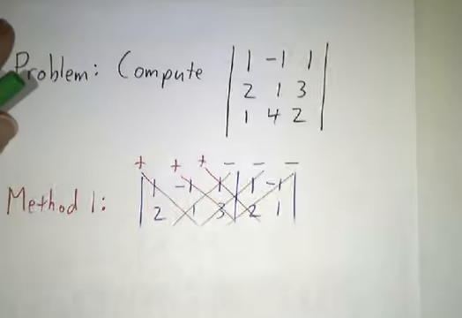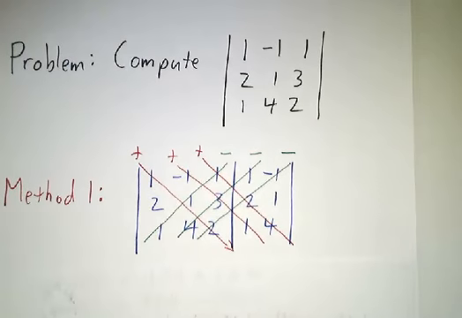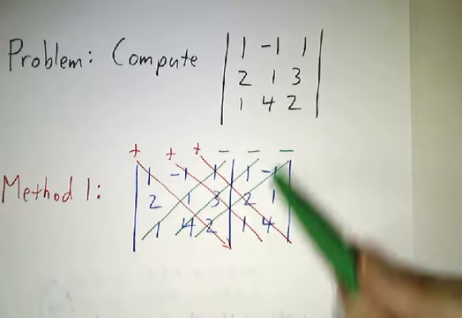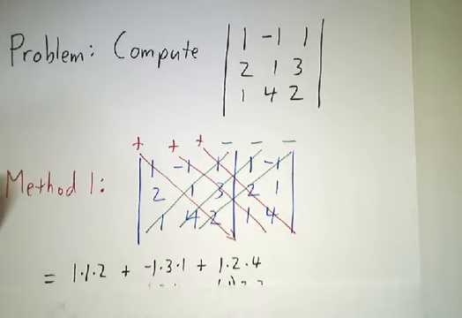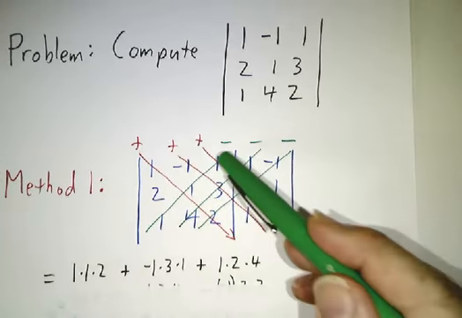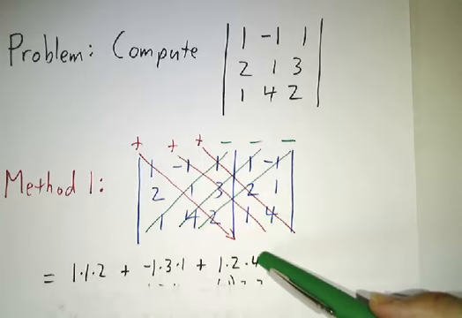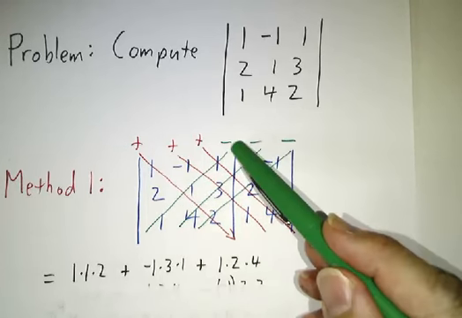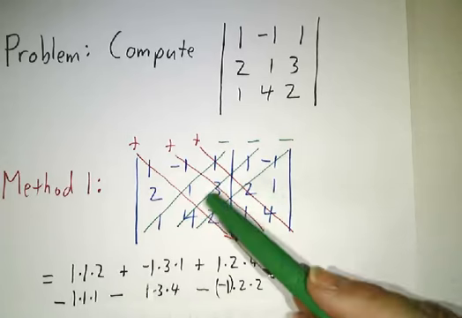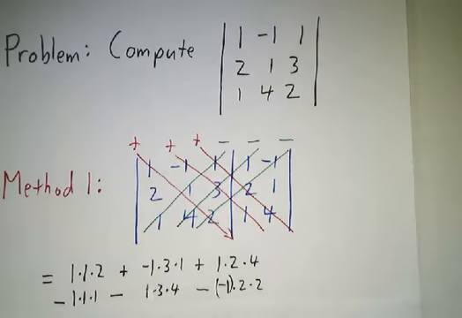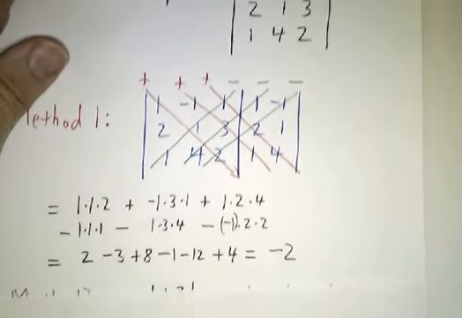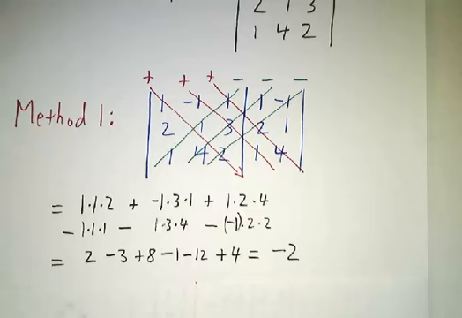Okay. Using the first method, we copy over the matrix and we copy over the first 2 columns. And then we look at our diagonals. 1 times 1 times 2, negative 1 times 3 times 1, 1 times 2 times 4. Those are the plus terms. Then we subtract 1 times 1 times 1. We subtract 1 times 3 times 4. We subtract negative 1 times 2 times 2. And that gives us 2 minus 3 plus 8 minus 1 minus 12 plus 4, and it's negative 2.